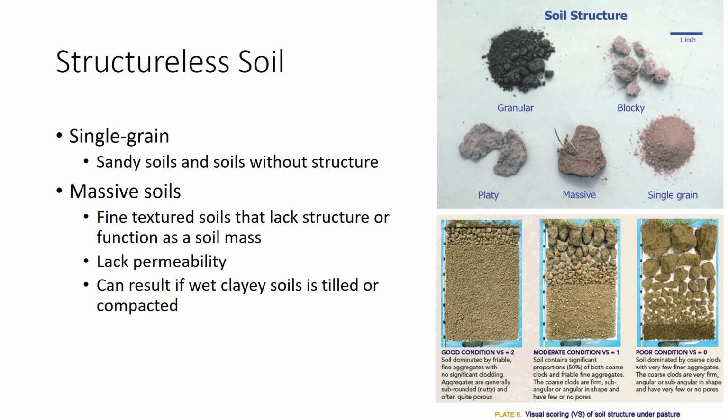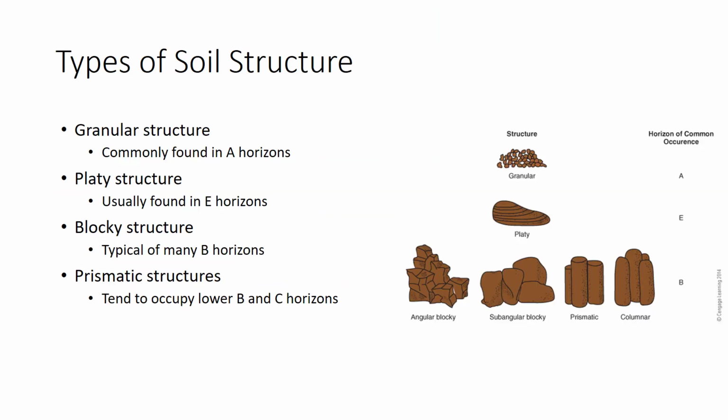Tillage and compaction of wet clayey soil may result in massive soil in the A horizon. This is one of the reasons for another axiom of soil management: stay off wet soil, especially fine-textured ones. Never till them when wet. Granular structure is commonly found in A horizons. Peds are small, rounded in form, and considered the most desirable of structures. It increases total pore space and lowers BD compared with a soil lacking structure.